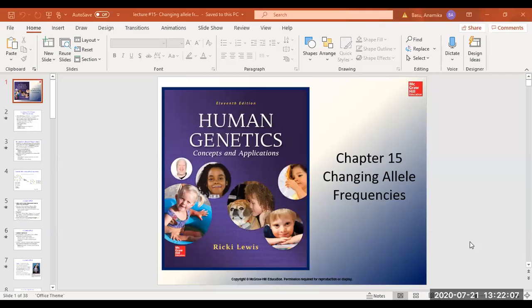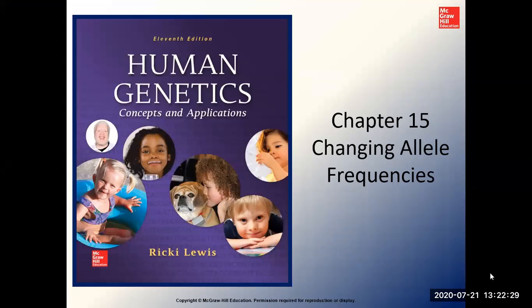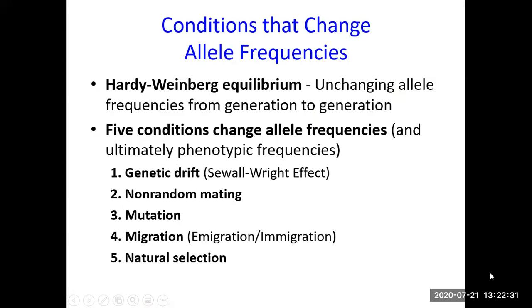Okay, today's class is on evolution and what it is that causes evolution. So the name of the chapter is changing allele frequencies, because that is the basic thing that needs to change for any evolution to occur. We talked about Hardy-Weinberg equilibrium in the last class, and that is a state of equilibrium which has assumptions.